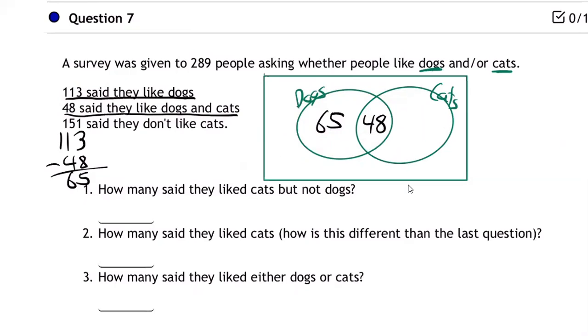And now, 151 said they don't like cats. What am I going to do with that? 151 don't like cats.